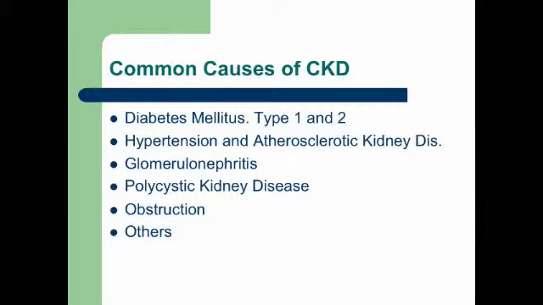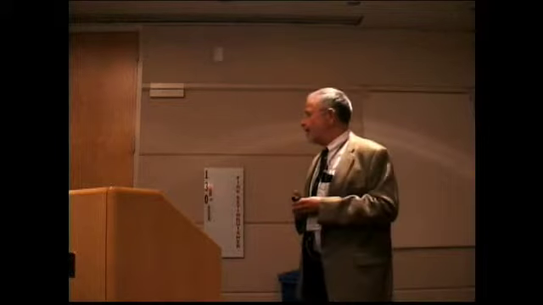High blood pressure would be the second one, and often these two coexist, more often than not. And diseases of the blood vessels, or atherosclerosis, can affect the blood vessels of the kidney the same way that they can affect the blood vessels of the heart or any other blood vessel.